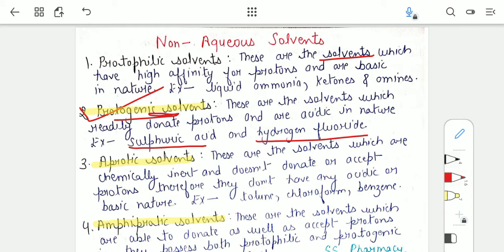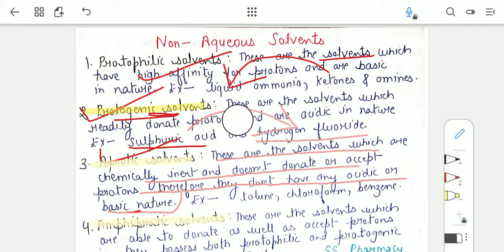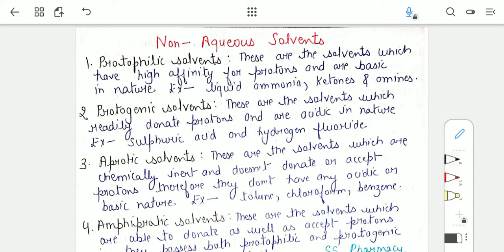The next solvent is aprotic solvent. These are the solvents which are chemically inert and don't donate or accept protons. Therefore, they are neither acidic nor basic in nature. The first one had high affinity for gaining the proton. In the second one, there was high affinity to donate the proton. In the third one, they neither accept protons nor donate protons. Examples include toluene, chloroform and benzene.